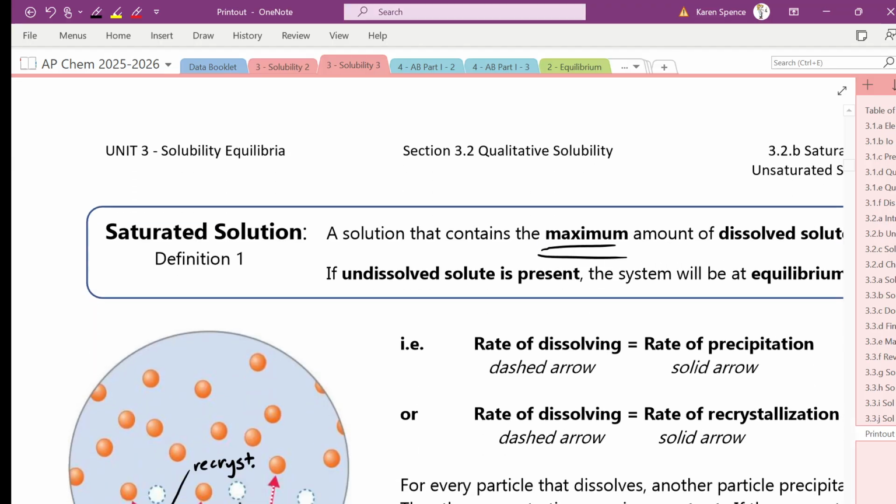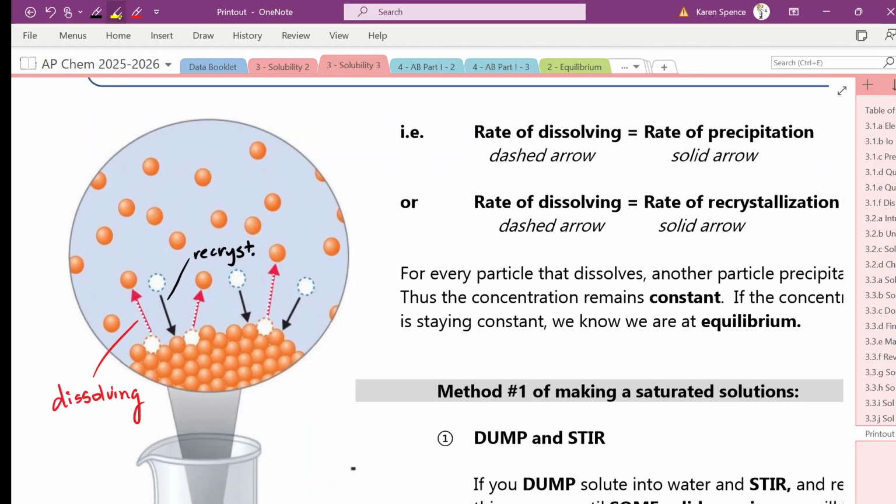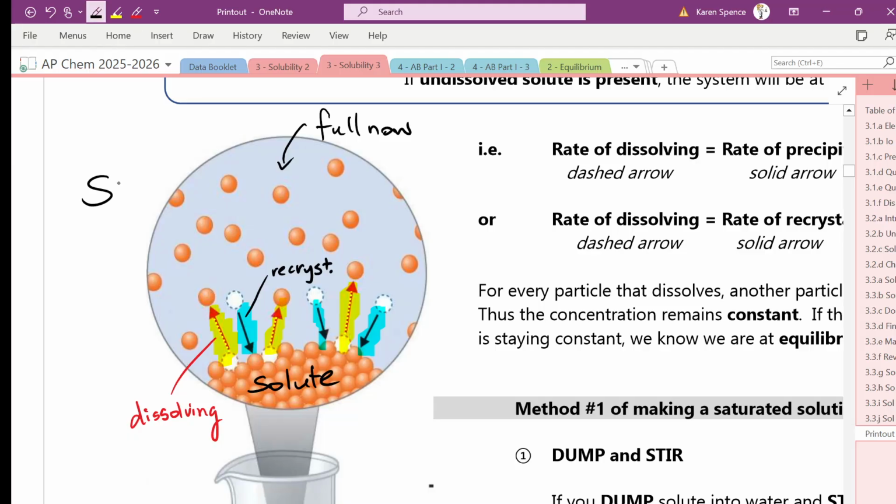Now, in our saturated solution, you can see this is full now. And we still have solute. But here, the dissolving rate is equal to the recrystallization rate because the solution is now full. Before, it was unsaturated and the two rates were not equal. Now they are equal. So this is a saturated solution. Victoria.